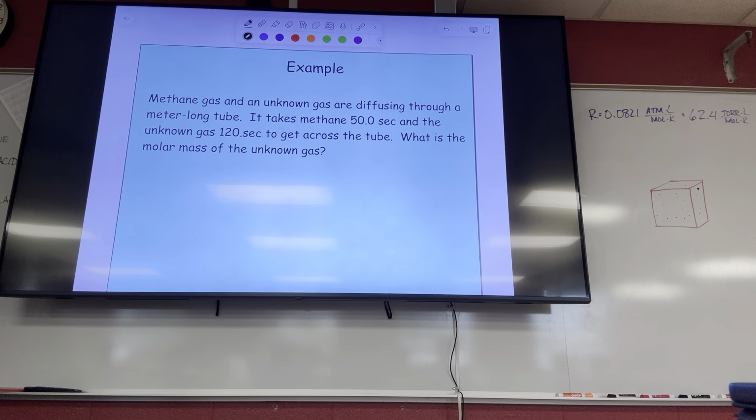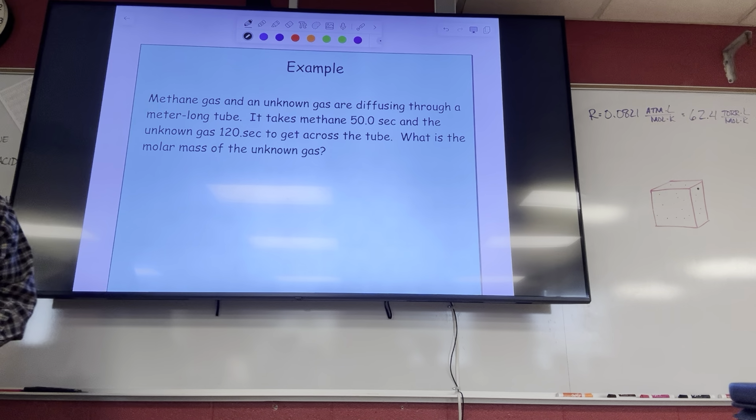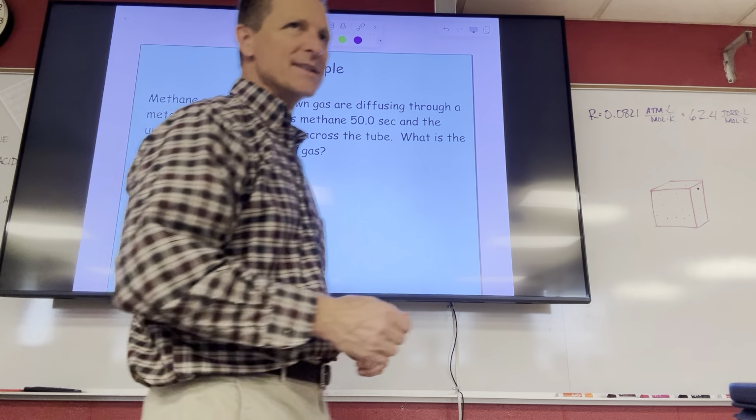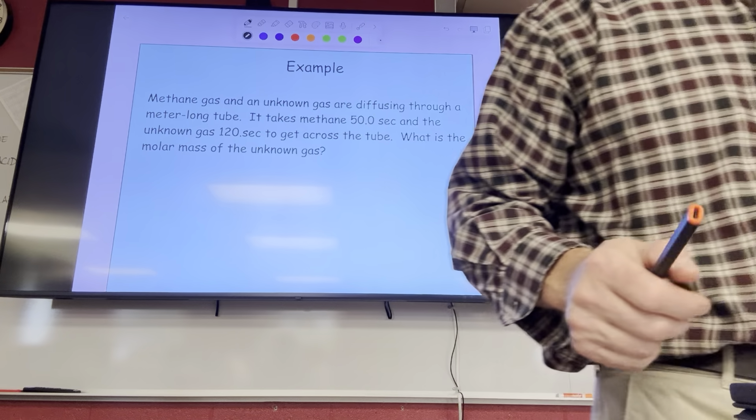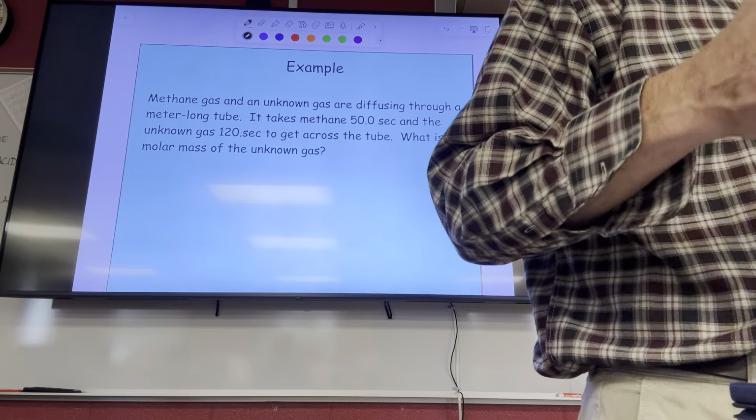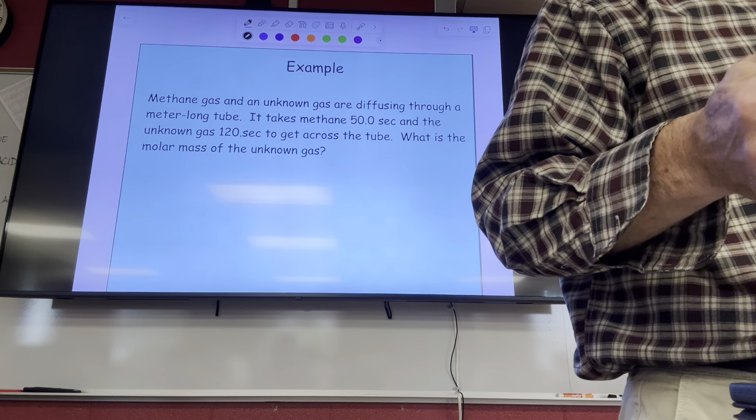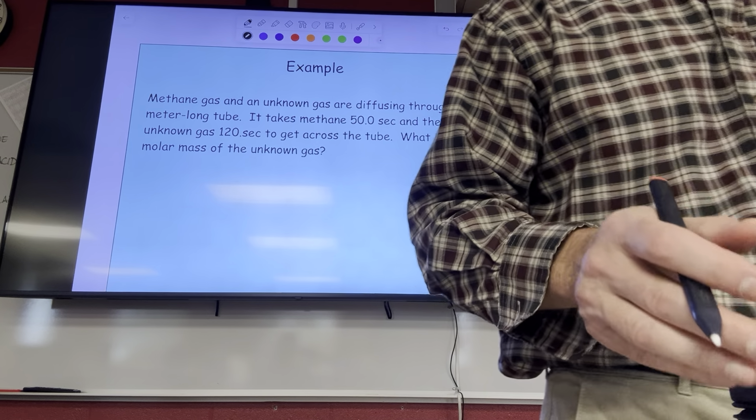Okay, what are you guys using as the rate? The rate isn't 120. Yes, you subtract both of them. It's like 1 over 100. Yeah, that's what I was gonna say. It says that methane takes 50 seconds to go through the tube. Is that the rate of methane? No, that's the time. Oh, you do 50 divided by 100.